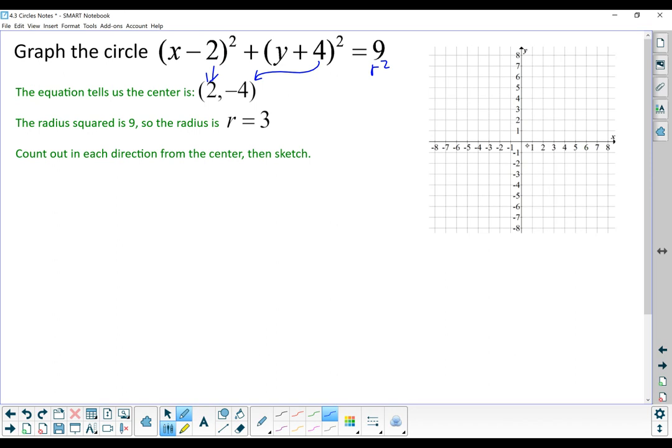So I'll mark my center, (2, −4), and then from there I'm going to count out 1, 2, 3, up 1, 2, 3, back 1, 2, 3, and then down 1, 2, 3. And those 4 points give me my circle. Sorry, it's hard to draw the circles on my tablet, so mine aren't looking that hot today.